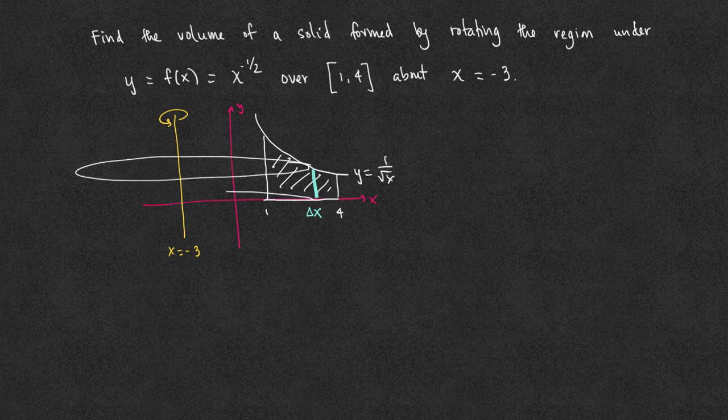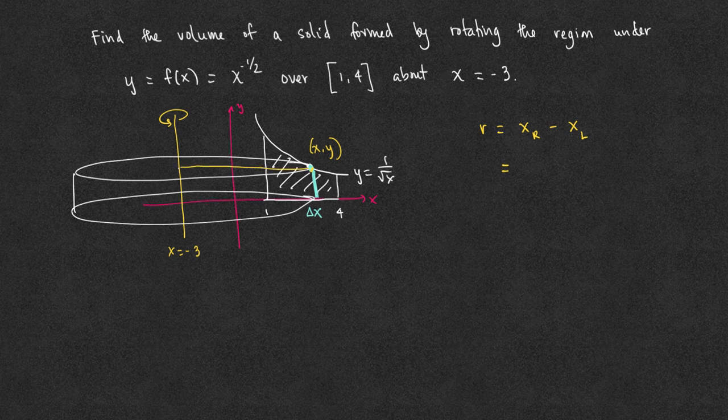radius is a horizontal line. The radius is always from the axis of rotation to the point where we slice the solids. We would label this point x, y. To find the radius, we would need to find the horizontal distance from the axis of rotation to that particular point. This is the horizontal line, and so we would take the x on the right hand side minus the x value on the left hand side. This will give us the radius of the shell.